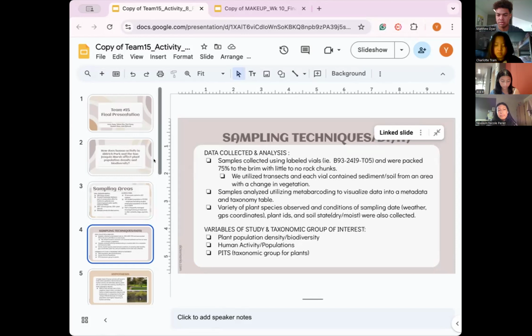So for the upcoming slides, I will not be saying all of them. I will just be summarizing it. So here we have sampling techniques slash data.